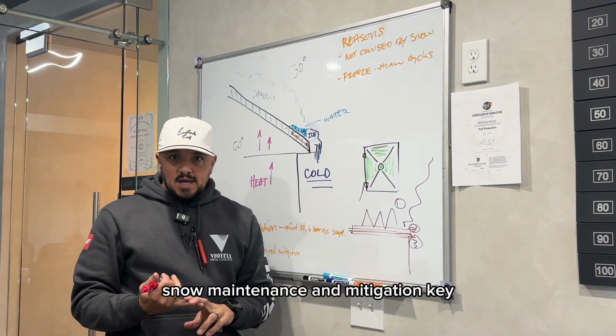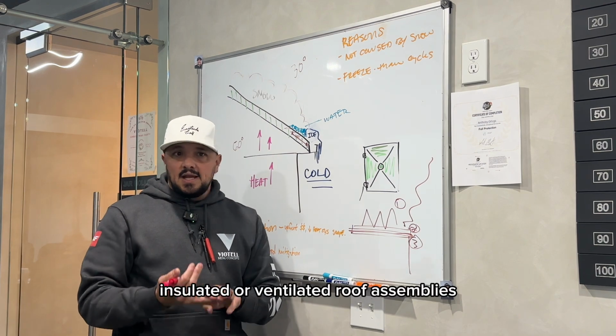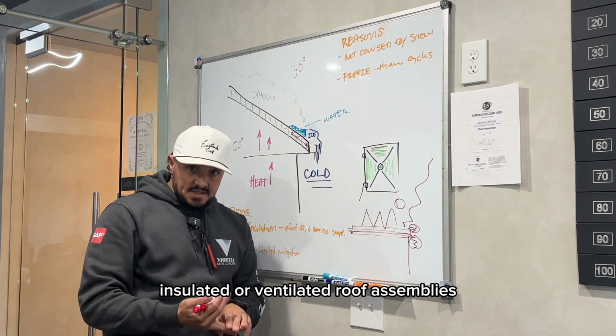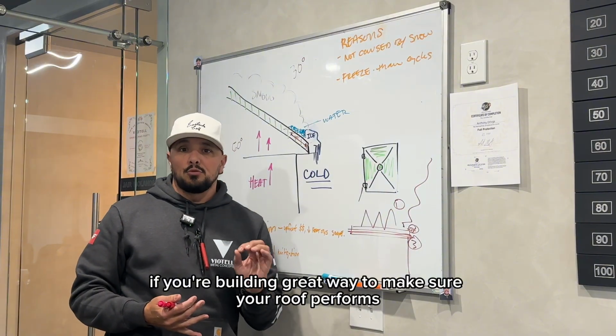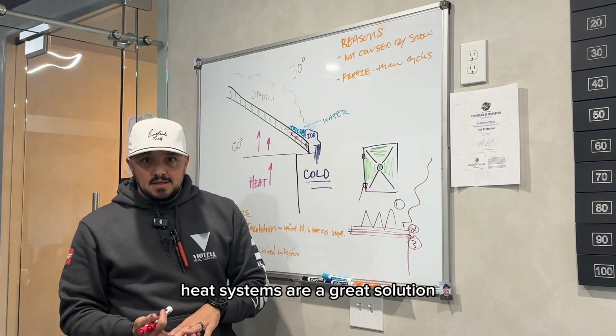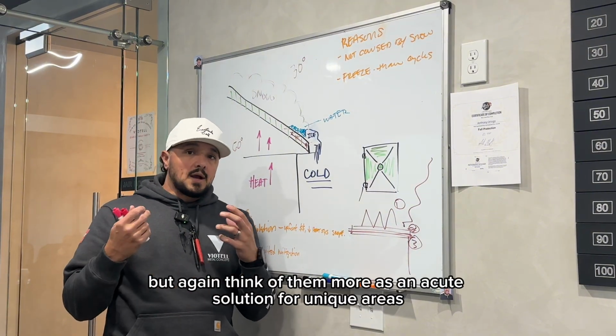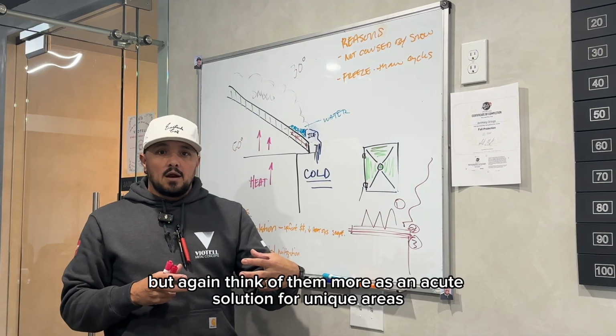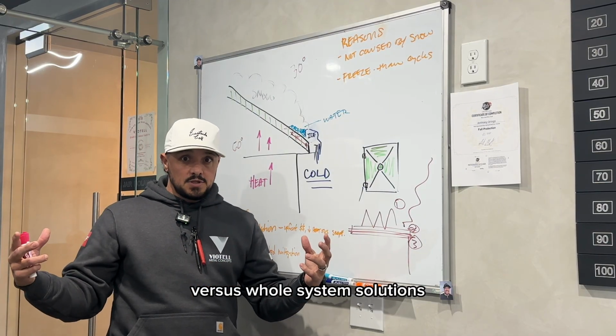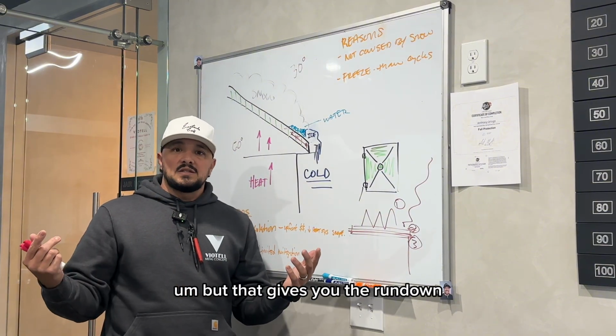Snow maintenance and mitigation, key. Insulated or ventilated roof assemblies if you're building, a great way to make sure your roof performs. Heat systems are a great solution, but again, think of them more as an acute solution for unique areas versus whole system solutions. But that gives you the rundown.